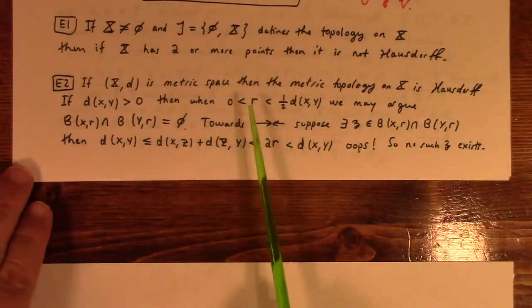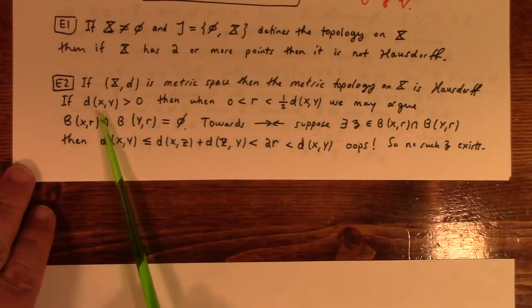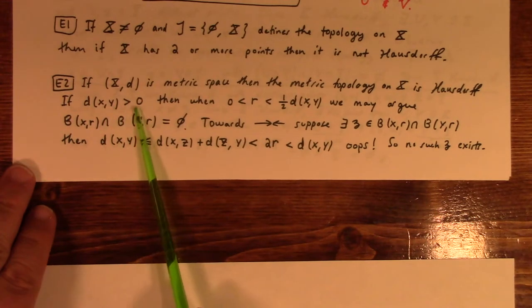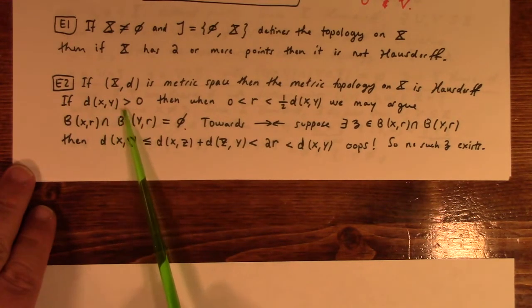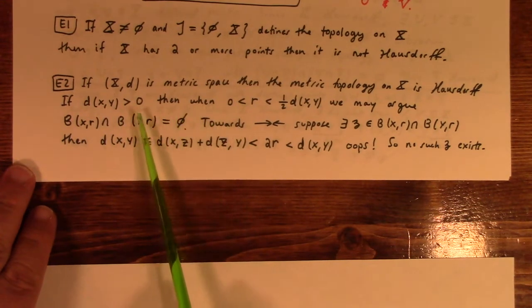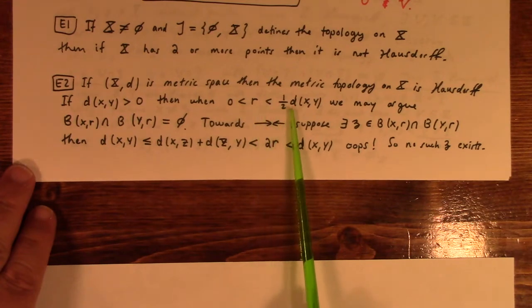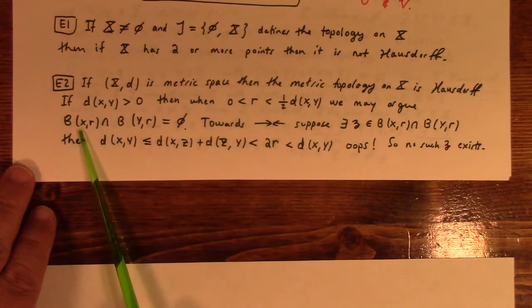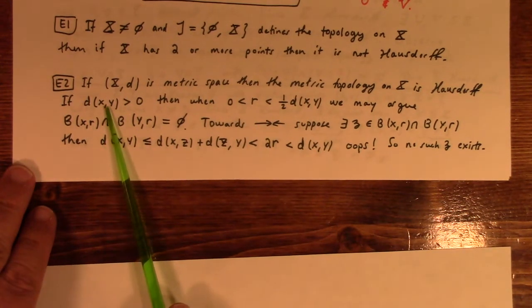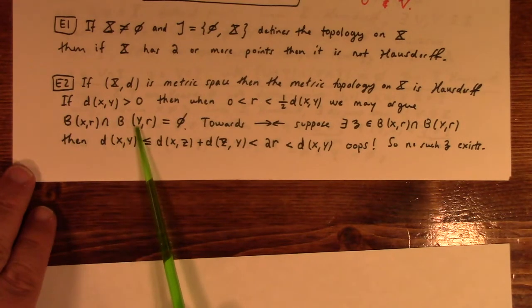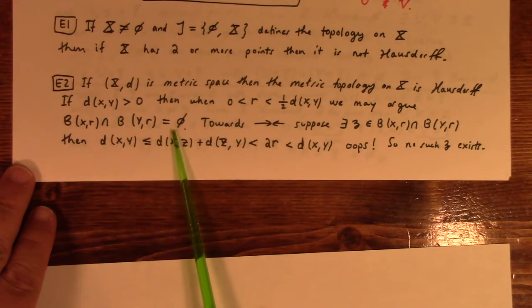You've got a metric space. Pick a pair of points that have non-zero distance between them. This is just a fancy way of saying x is not equal to y in a metric space. So you've got x not equal to y, the distance is positive. You can pick any r less than half the distance, and then you can argue that the intersection of the ball of radius r centered at x and the ball of radius r centered at y is empty.